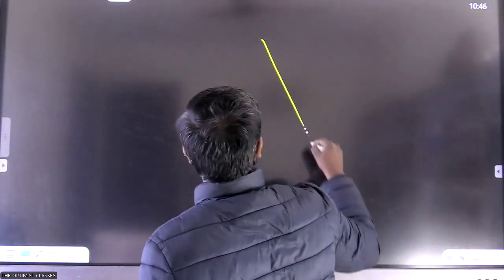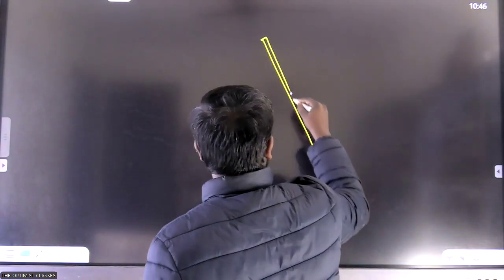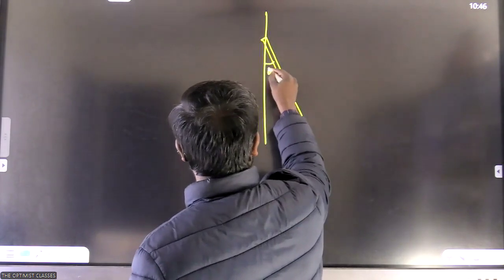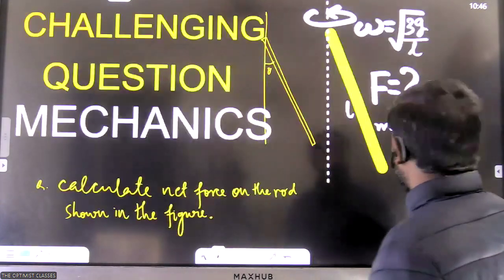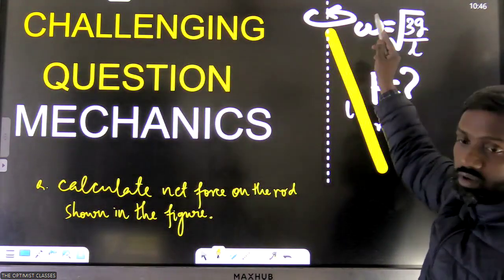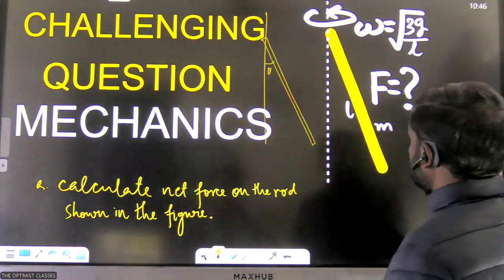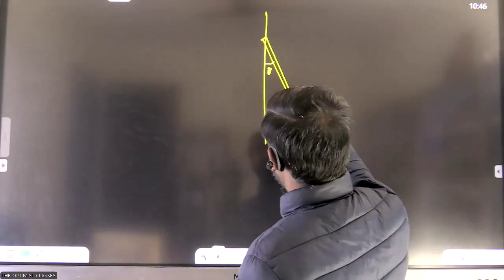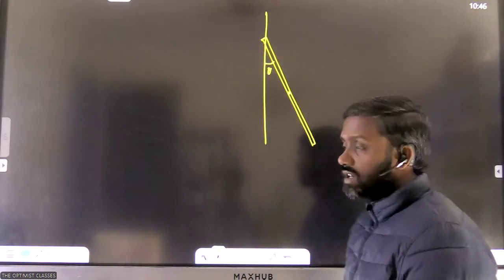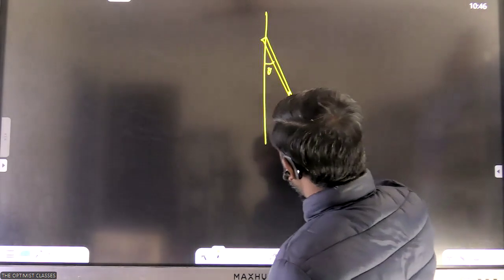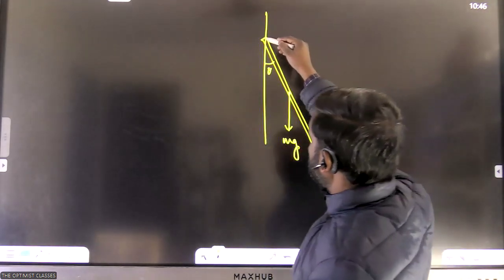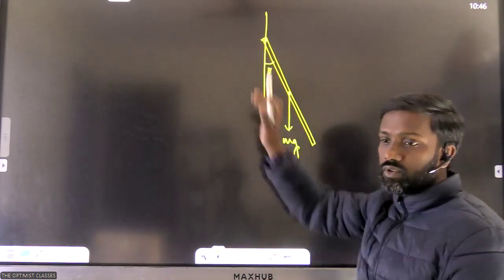See, this is a thin rod, and it is rotating about this vertical axis. The angle is not given here, only the angular velocity is given. So let's say this angle is theta. Since it is rotating, here is its center of mass. A force mg acts on the rod in the downward direction, and there will be a force due to the hinge. That force we don't know actually.